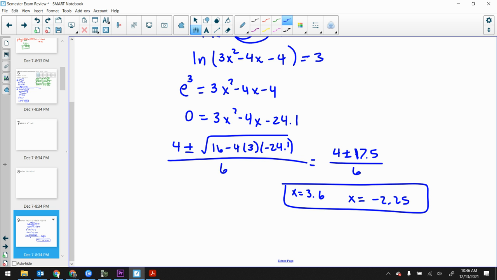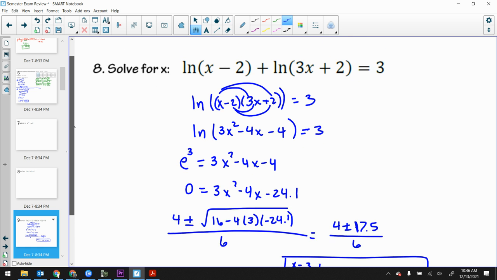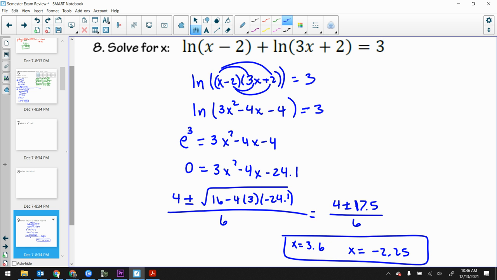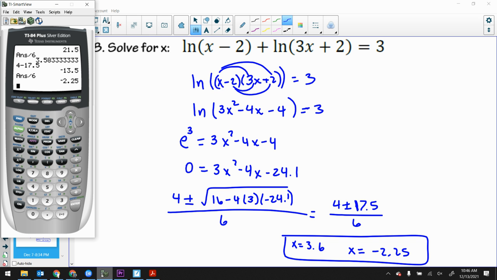Those are my x values to make that true. Now, I should go back in and see, ooh, this is fun. Can x be negative 2.25? What if I plug that back in? I would have to say natural log of negative 2.25 minus 2.